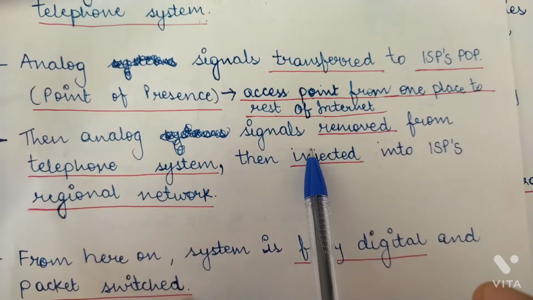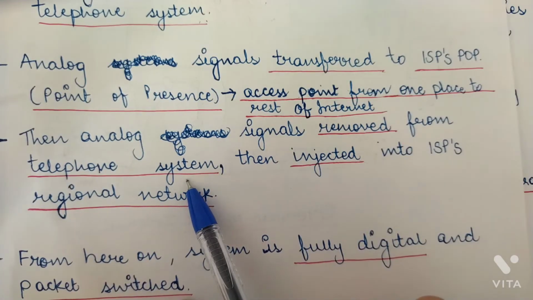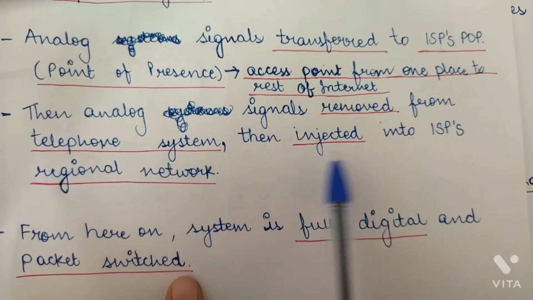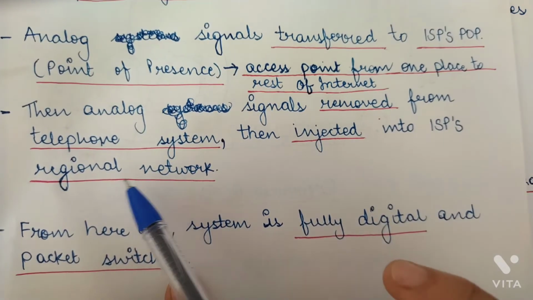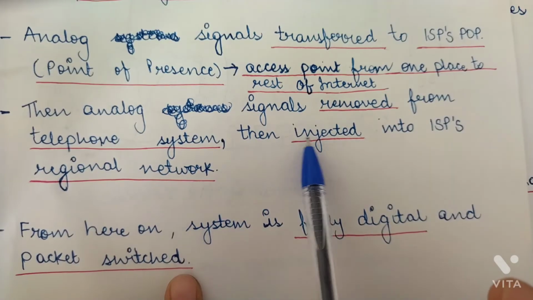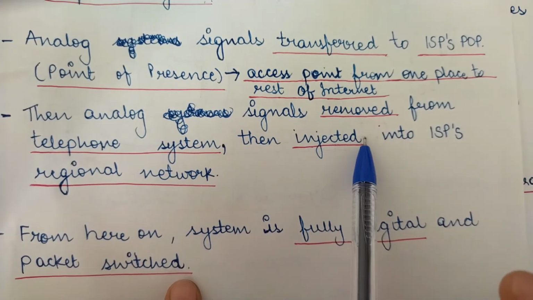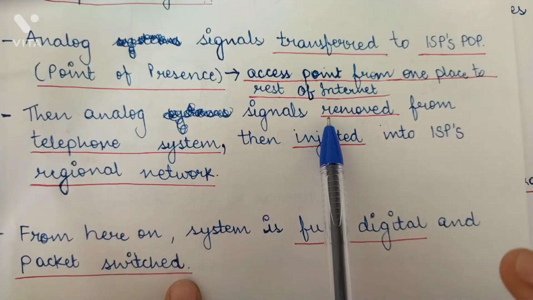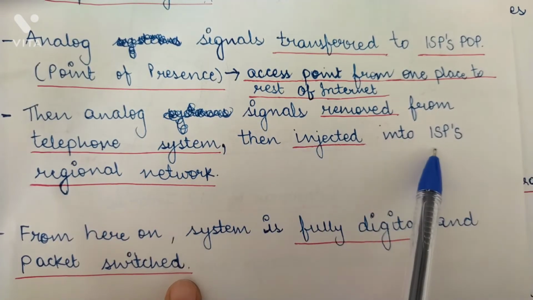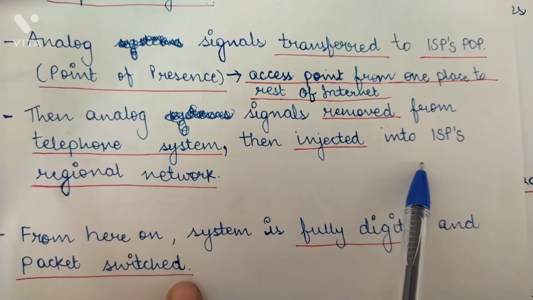Then these analog signals are removed from the telephone system, right? And from the telephone system, they are injected into your internet service provider's regional network. To travel till the regional network, the telephone system is required, right? But once they enter the telephone system, they are removed from there, and from there they are injected into the regional network of your internet service provider.